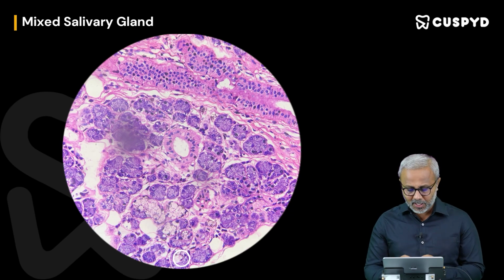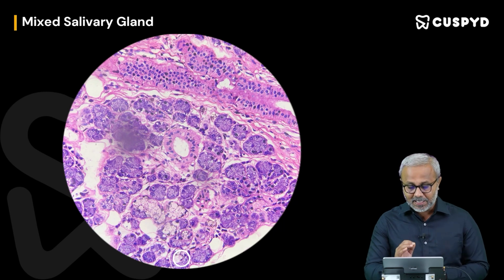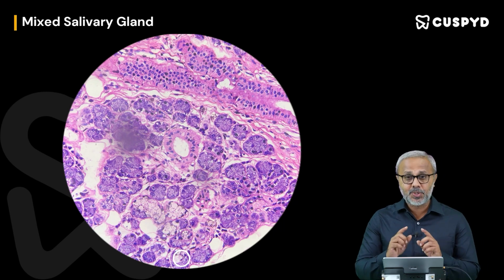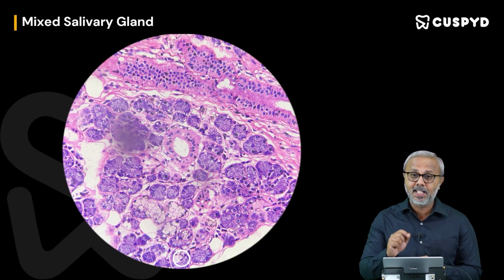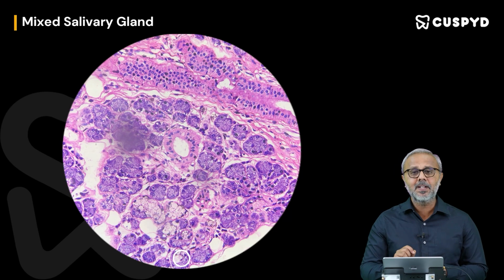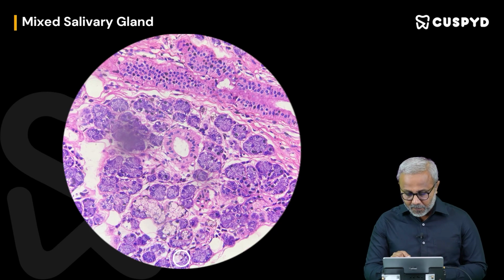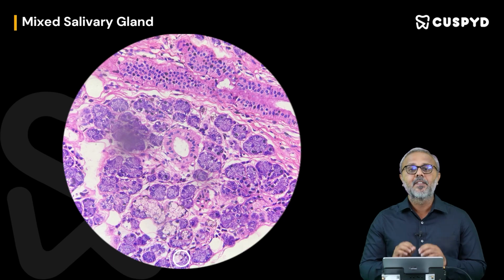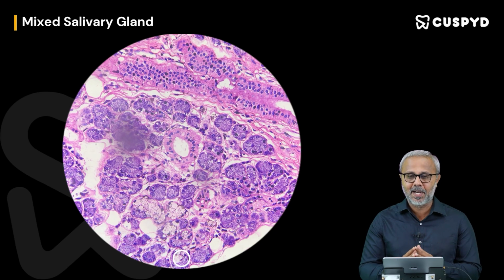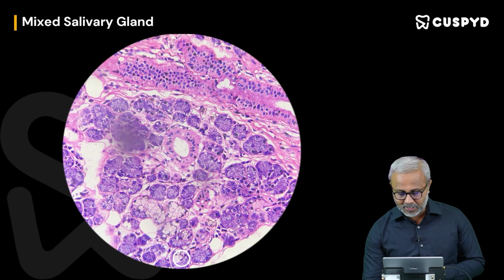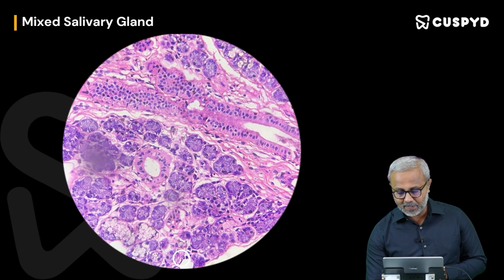The only structure which we can clearly see in case of the duct system here is the striated duct, right? So striated duct, remember, is intralobular. It lies within the lobule. So this is a striated duct. Now fortunately here we can see a small intercalated duct which marks the beginning of the duct system of the submandibular salivary gland.